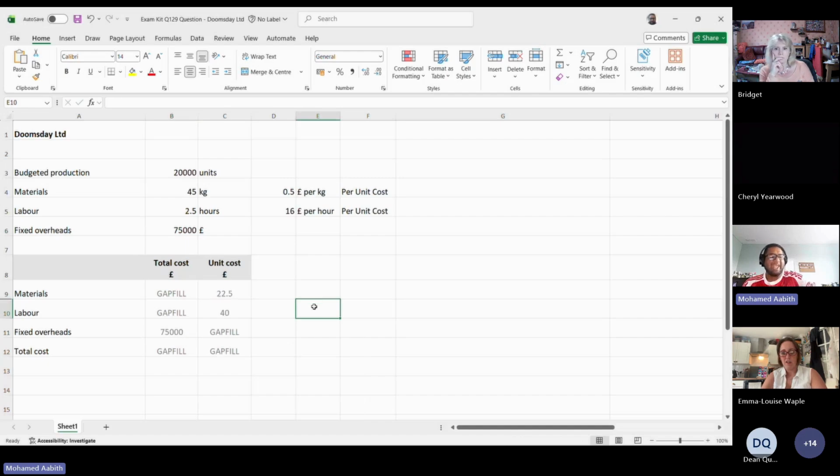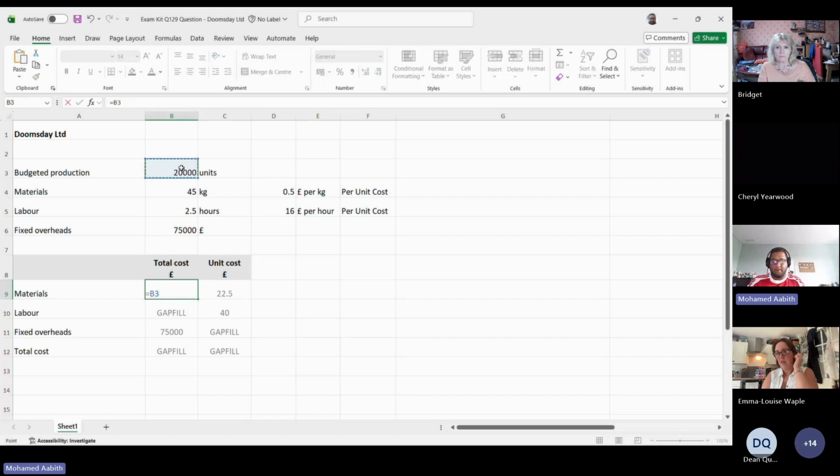So what we need to do is find out the missing information from this question. What is missing is my total cost for material and labor, and what is the fixed overheads for 1 unit. What is the missing information? The production units. I am going to produce 20,000 units. So if 1 unit costs you £22.50, the total cost for 20,000 units is going to be £450,000 for material. And how about the labor? So 1 unit is going to cost you £40.